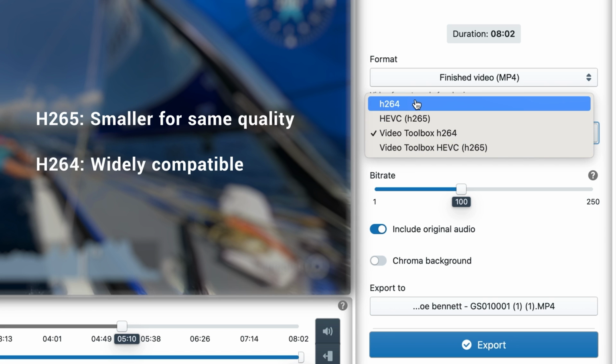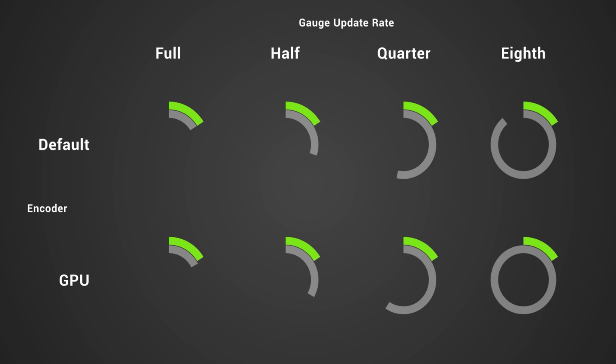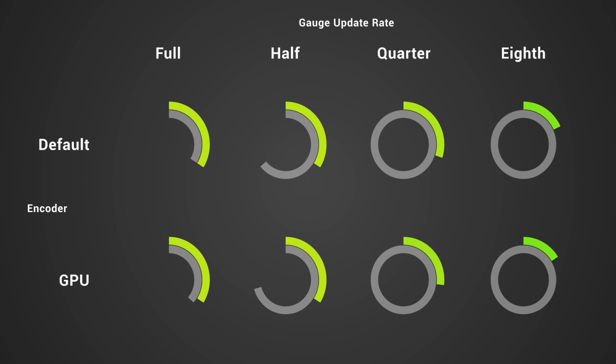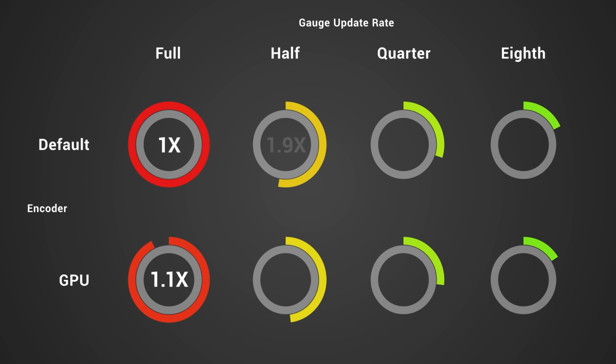And to put all this in perspective, this table shows the effect of gauge update rates from left to right, and the effect of GPU encoders versus default ones. GPU meaning NVIDIA, AMD, VideoToolbox, etc. This is a very approximate visualization of render times. So as you can see, reducing the gauge update rate has a very dramatic effect, and the GPU encoders only provide a small advantage, but it's bigger if combined with the gauge update rate. And these are the resulting render speeds, to put it another way. This is very approximate, it will vary a lot between projects and systems, but it's a good reference.